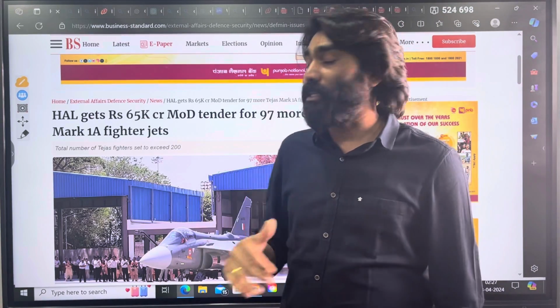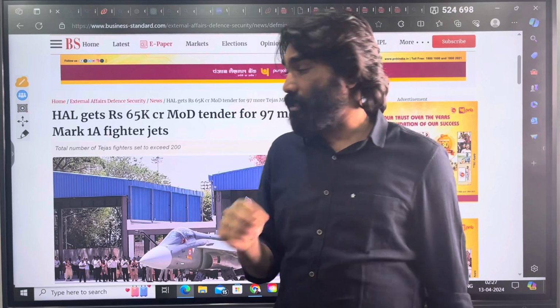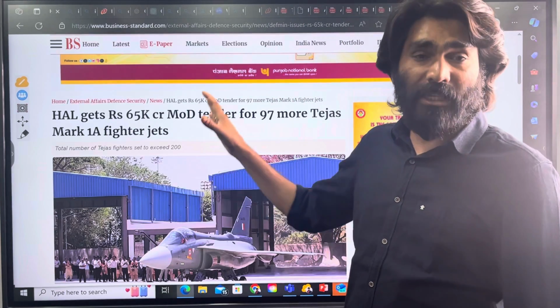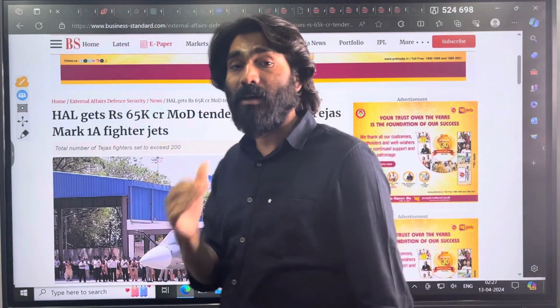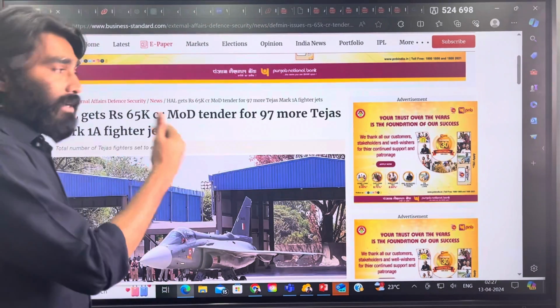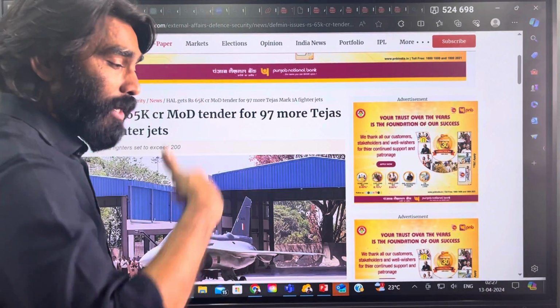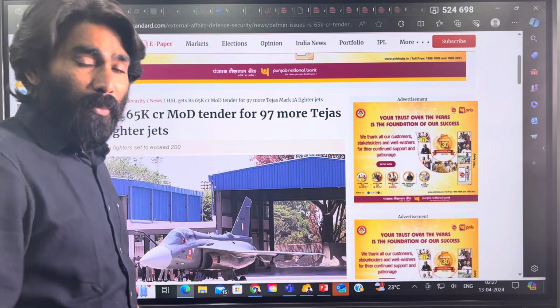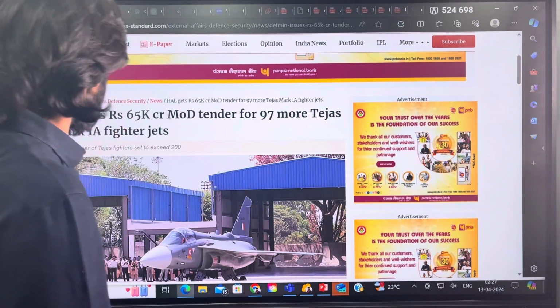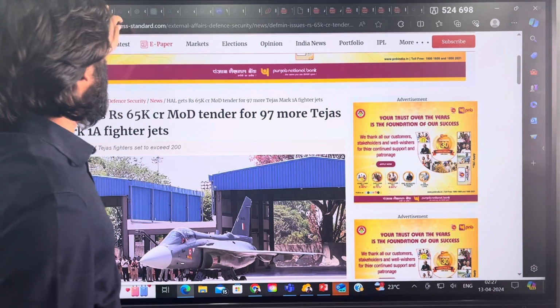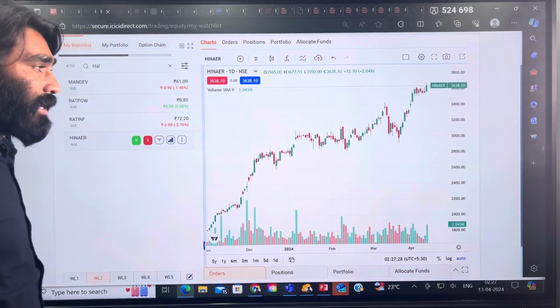How can I find or see this? This comes under your fundamental analysis, because HAL is a fundamentally very strong stock. So another research that I'll quickly perform is technical analysis. Now let's talk about some technical analysis. Technical analysis means I'll see the chart.